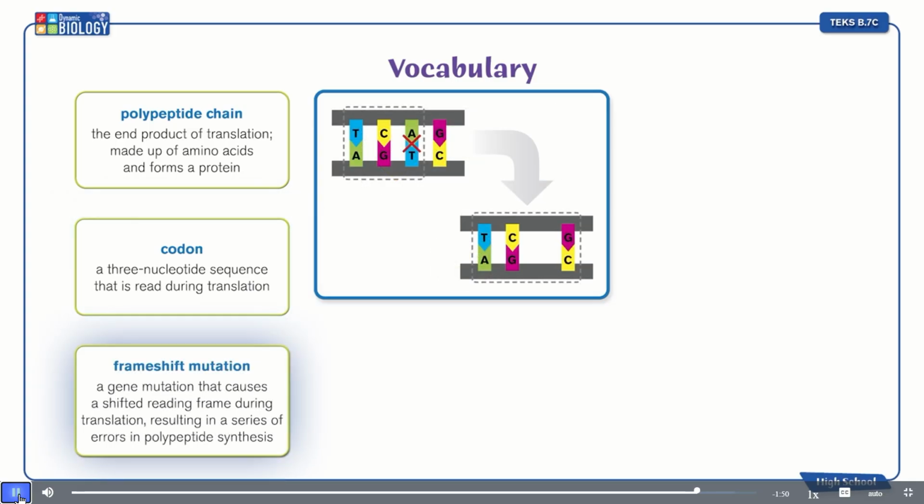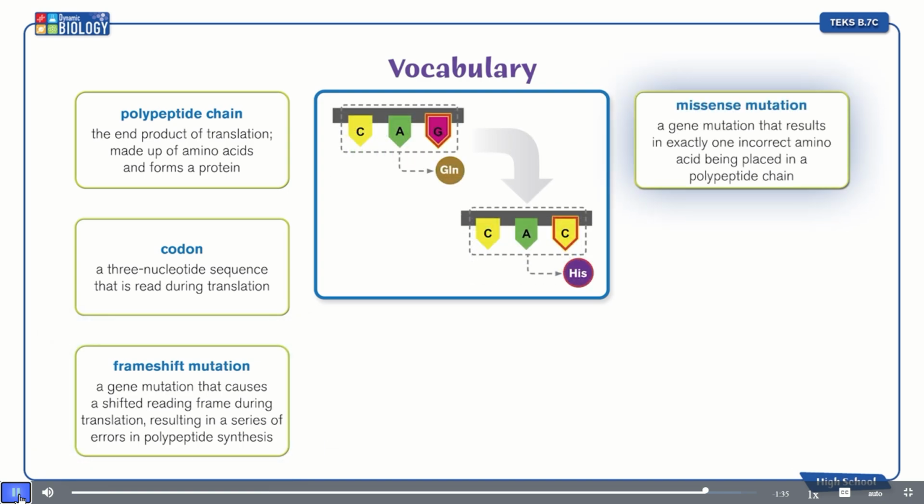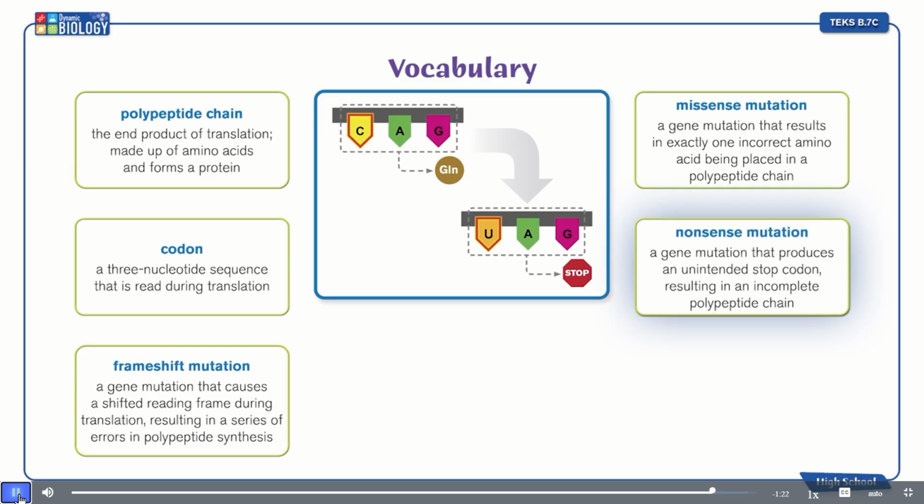A frameshift mutation is a gene mutation that causes a shifted reading frame during translation, resulting in a series of errors in polypeptide synthesis. A missense mutation is a gene mutation that results in exactly one incorrect amino acid being placed in a polypeptide chain. A nonsense mutation is a gene mutation that produces an unintended stop codon, resulting in an incomplete polypeptide chain.